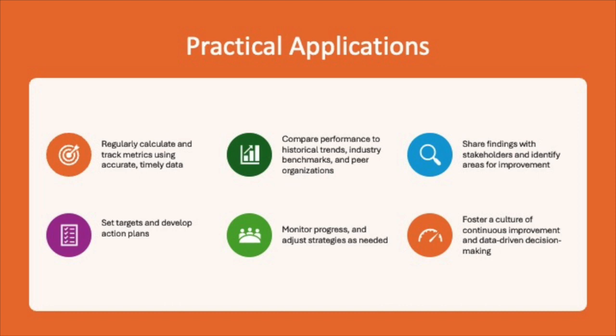To effectively use financial ratios and operating indicators, healthcare managers should: 1. Regularly calculate and track these metrics using accurate, timely data. 2. Compare your organization's performance to historical trends, industry benchmarks, and peer organizations. 3. Share the findings with key stakeholders and engage in discussions to identify areas for improvement. 4. Set realistic targets and develop action plans to achieve them. 5. Monitor progress and adjust strategies as needed. 6. Foster a culture of continuous improvement and data-driven decision-making.